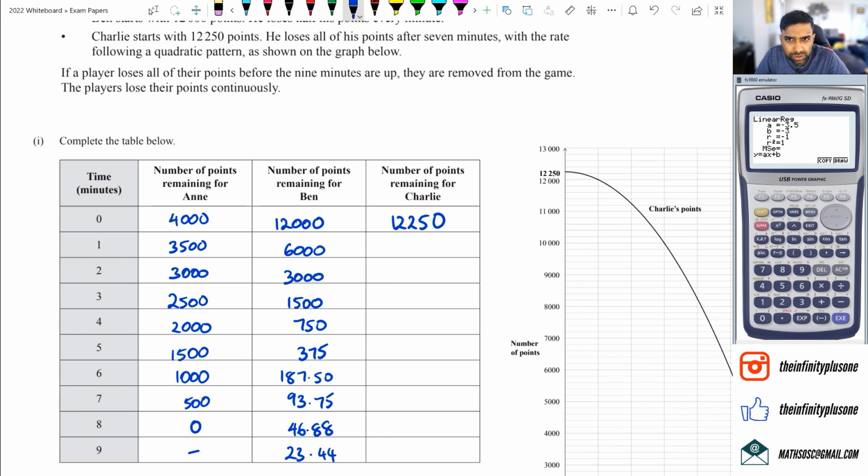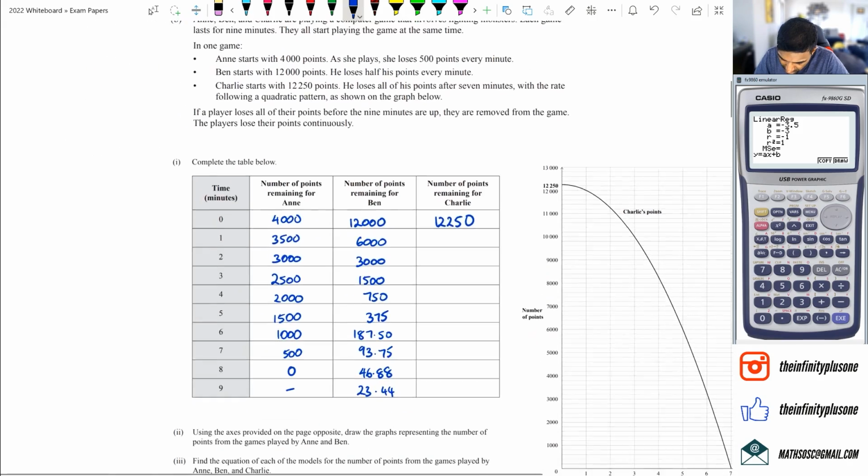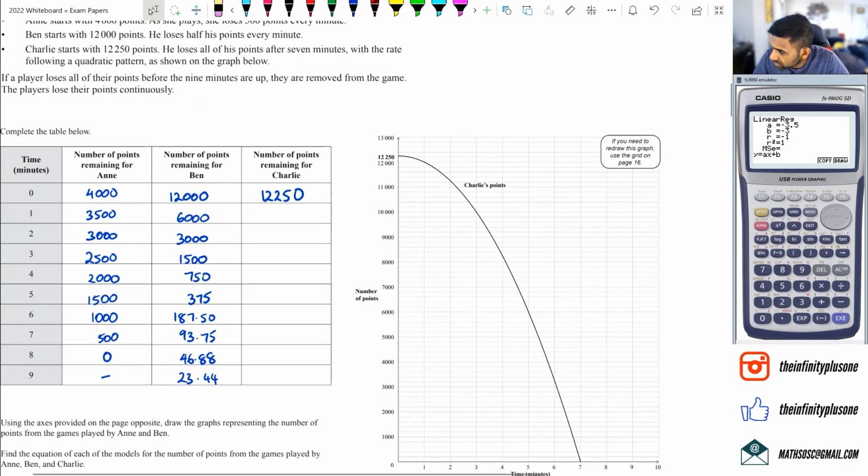And he loses all the points, as shown on the graph below. I'm guessing this is Charlie's points right here. So with Charlie's points at the 7th minute, he's actually on 0. Yep, that sounds about right. And the rest of the points, you just have to read it off the graph.